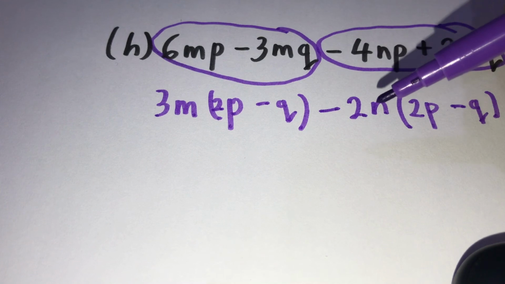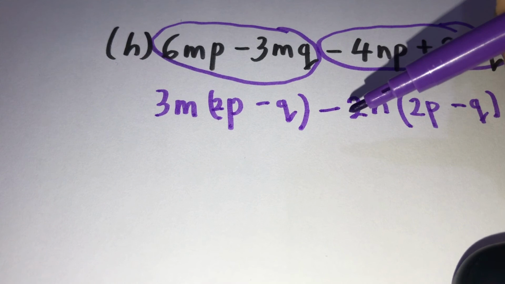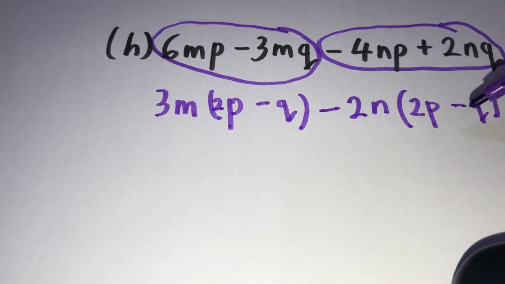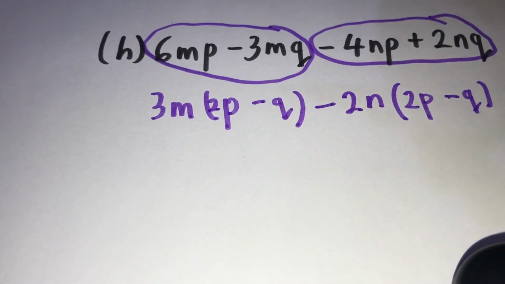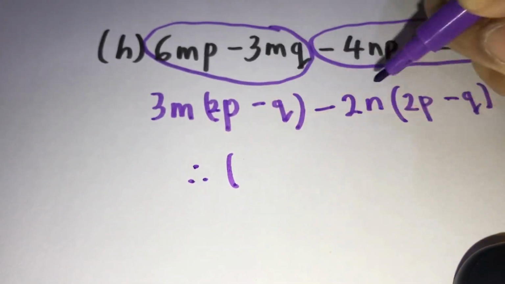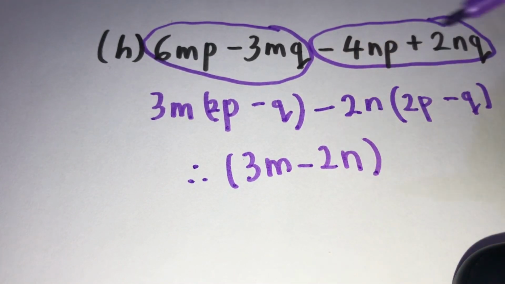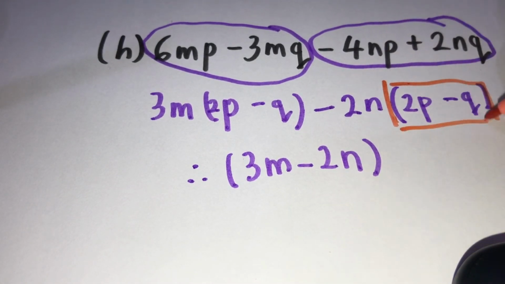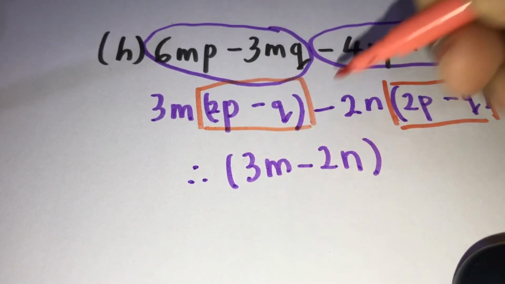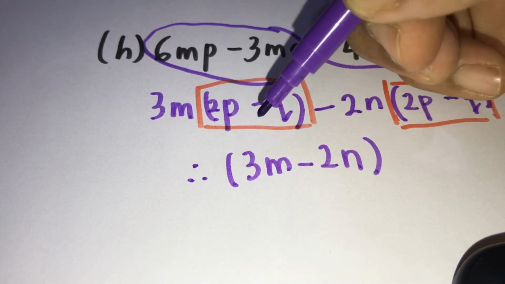But you have to double check, correct or not. Negative 2n times 2p is negative 4np, correct. Negative 2n times negative q, negative times negative is positive 2nq, correct. So after you check, then you can write your final answer: 3m minus 2n, and this one the same, 2p minus q. So 3m minus 2n, another one 2p minus q.